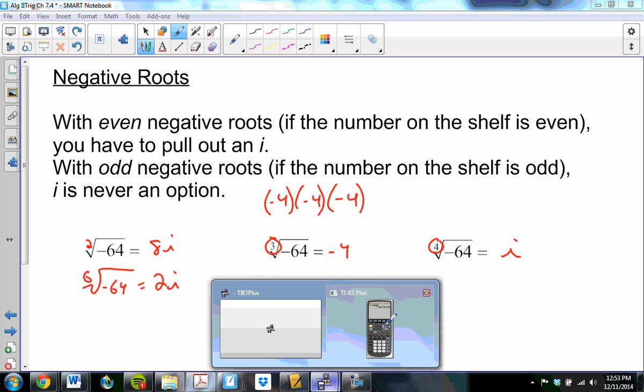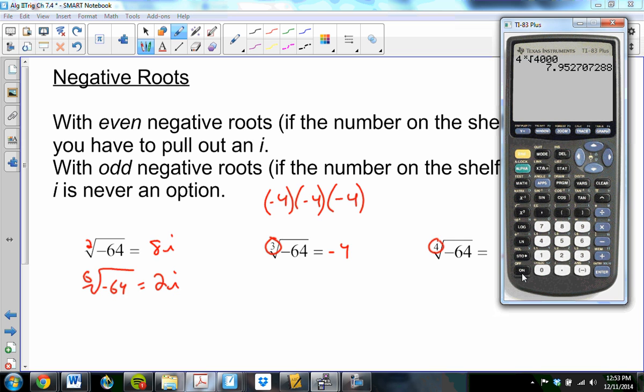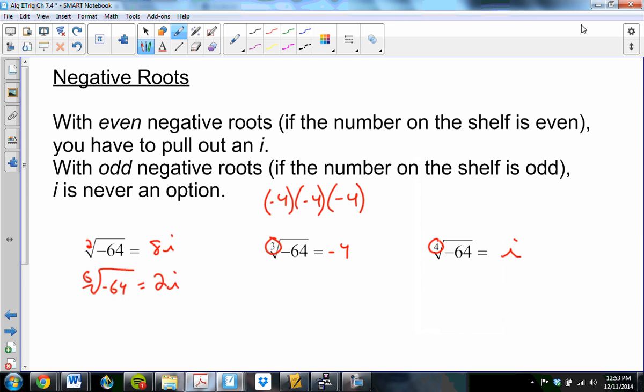Let's actually calculate it. I'm going to do the fourth root. I'm just going to press second enter for my previous equation. Let's do the fourth root of negative 64, and I get a non-real answer. So I'm going to take my calculator, press the mode button, turn on the a plus bi stuff. So now I can do imaginary things. And it tells me it's 2 plus 2i. Don't worry about that. That's something beyond what we're going to deal with. The idea is there's an i in it.